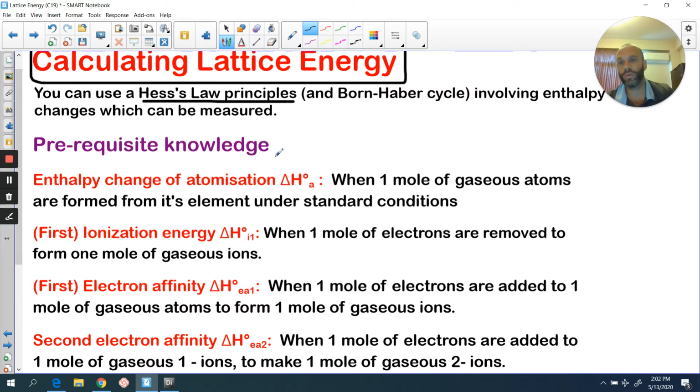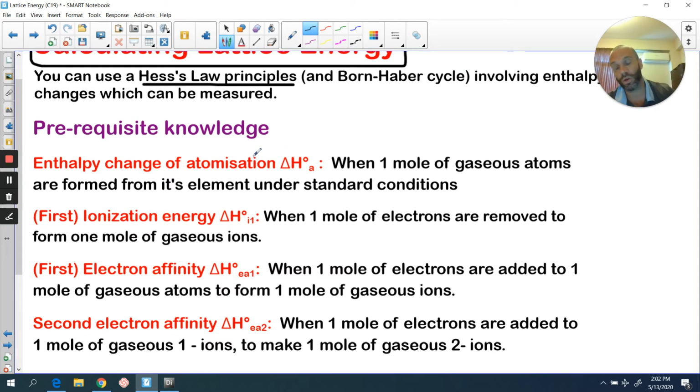Okay, right, you're going to have to pause your video and make sure you copy down all of these definitions. And I'm afraid to say you're going to have to learn all of these definitions. So pause the video and copy them.